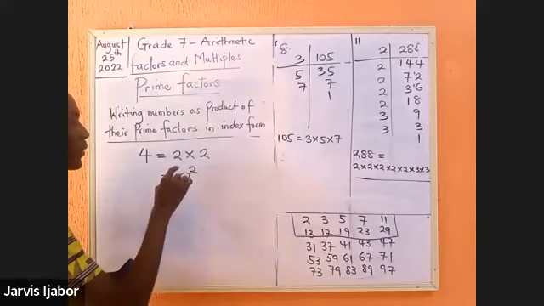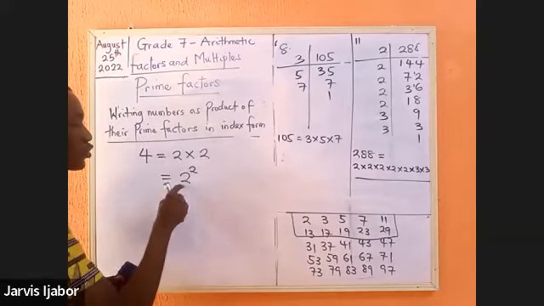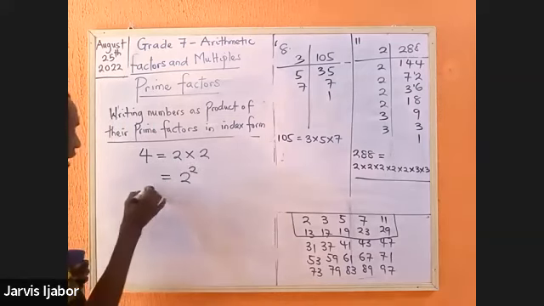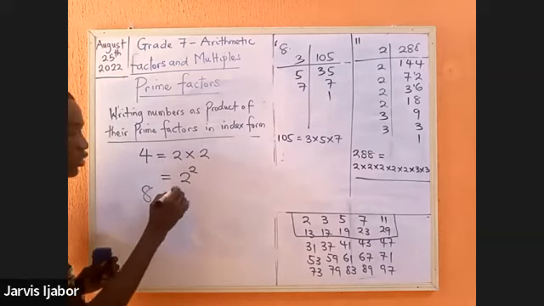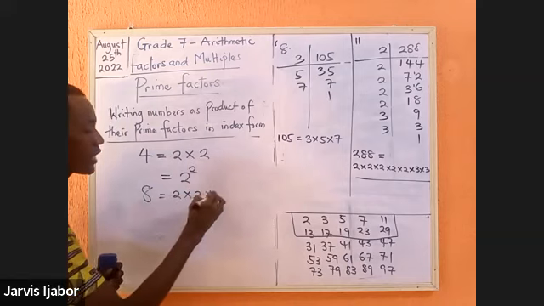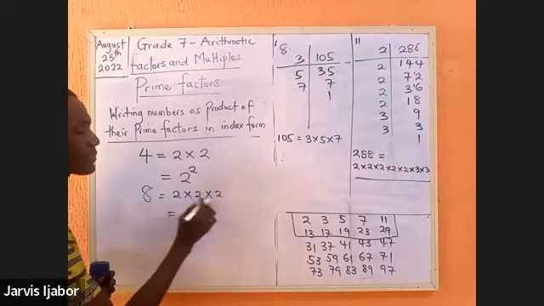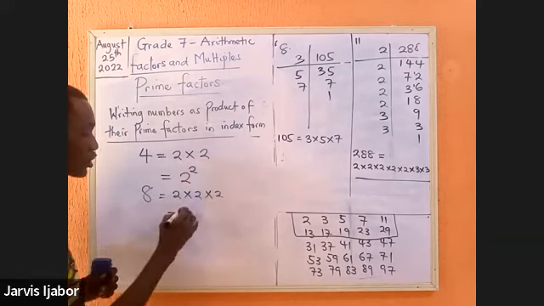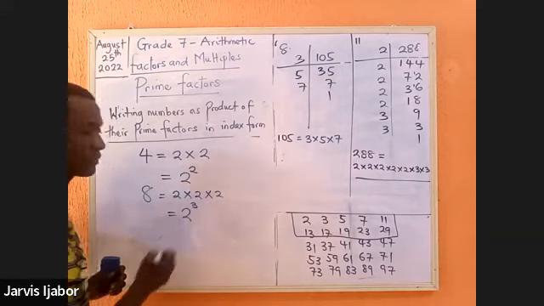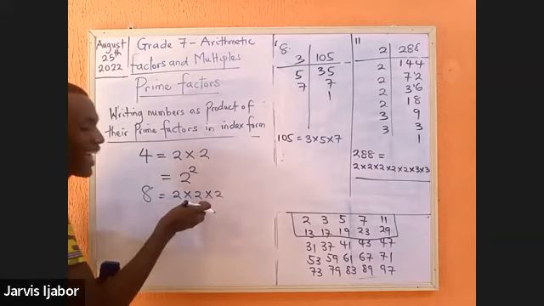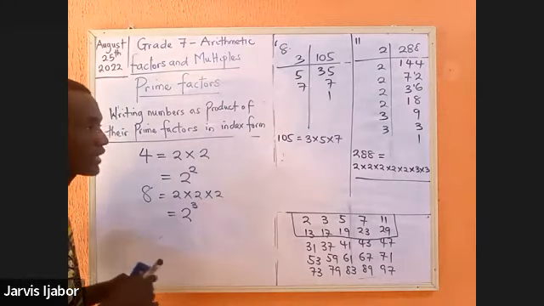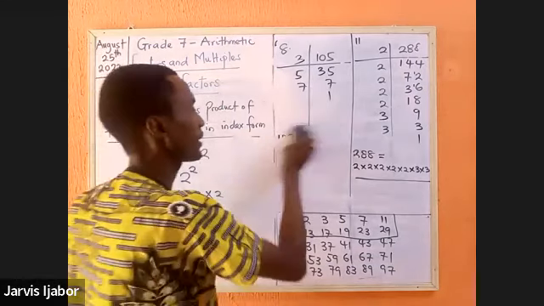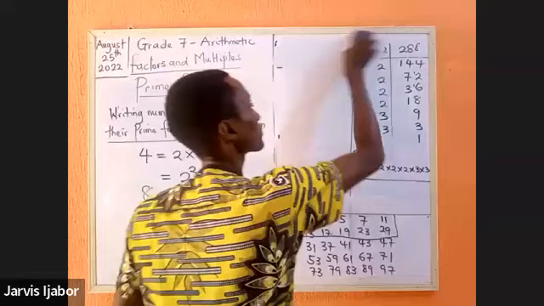So 4 will be equal to 2 times 2, which means 2 index 2. I can have 8. 8 will be equal to what? 2 times 2 times 2. How many times have I multiplied 2? 3 times. So this will be 2 index 3, meaning 2 multiplied 3 times. So with that, we'll clean this off and then take some examples.